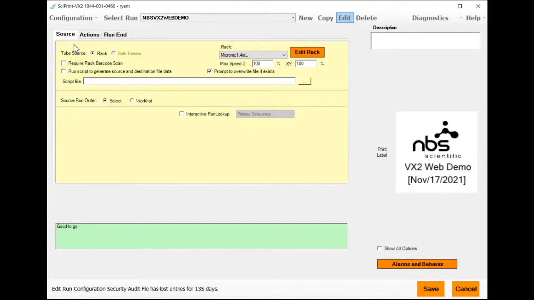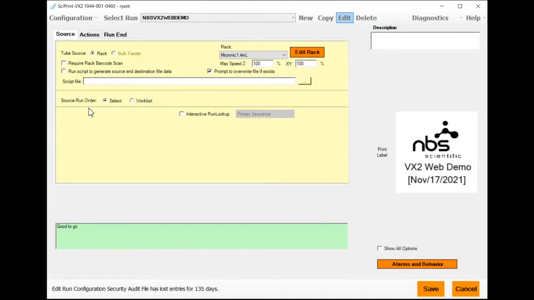In this screen here, up top, we have source, actions, and run end. The source is going to be where the tube's coming from, if it's coming from a rack or if it's coming from a bulk tube feeder like the VX2 or the VXI. We also have the racks specified over here. We're using 1.4 ml Micronic racks. These are preset and saved into the unit. You can add different tube types at a later date, and our service technicians can easily walk you through that over the phone, or can come out and do that on site for you. And at the bottom here, it gives you a good to go if everything looks fine.